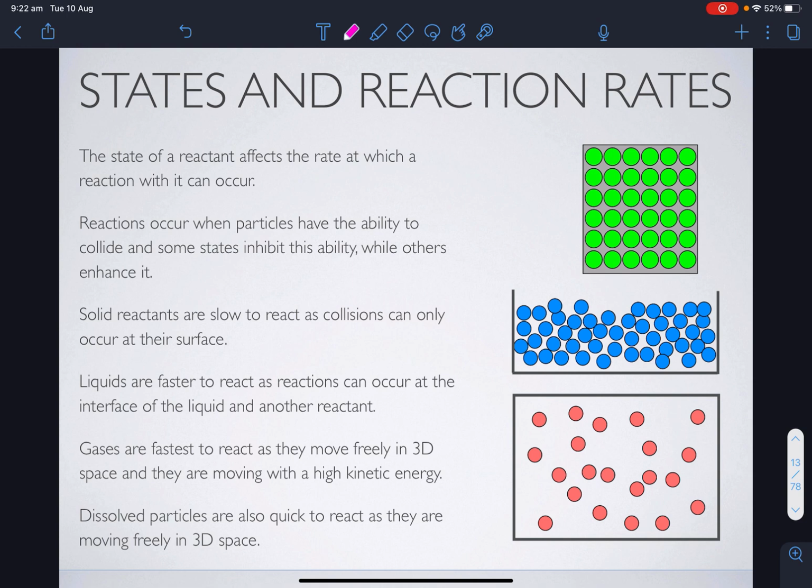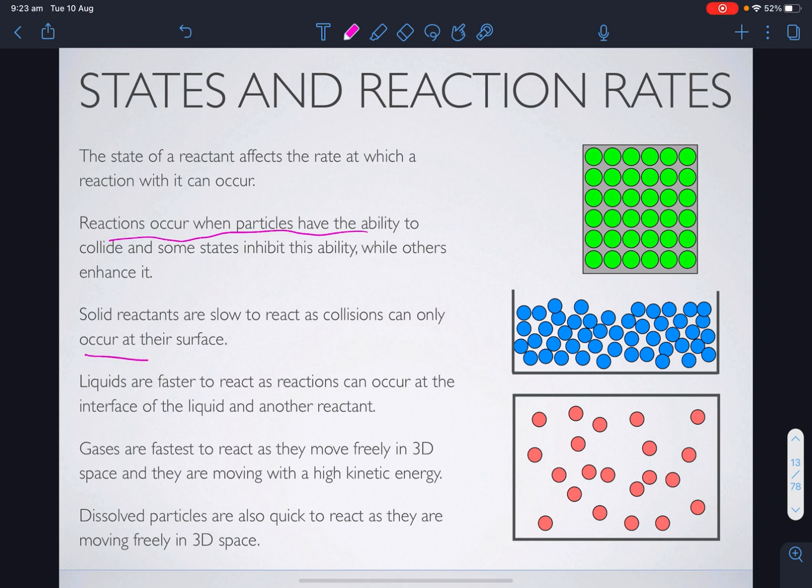So some of the things that can affect how fast a reaction happens. The first thing that we're going to talk about is states. So solid, liquid, gas. The state of a reactant affects the rate at which a reaction can occur. Reactions can occur when the particles have the ability to collide, and some states inhibit that ability while some enhance it. You can see where I'm going here.